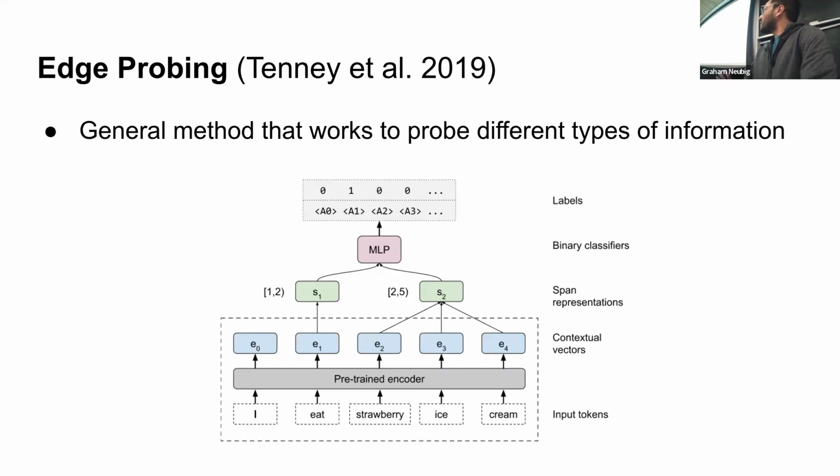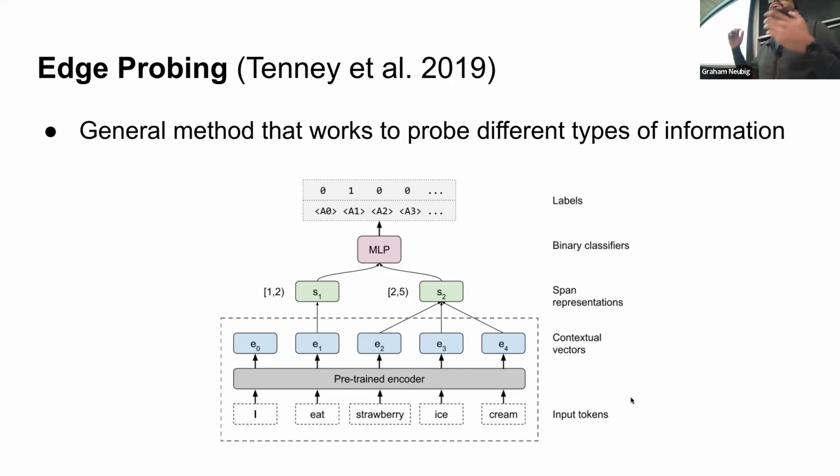So in 2019, Ian Tenney and folks introduced edge probing. This is a general method. It works to probe different types of information out of a model. In this bottom part here, you pass in a sequence into a model. This is BERT in their experiments often, and that outputs a set of contextual vectors. These contextual vectors can be at any layer.